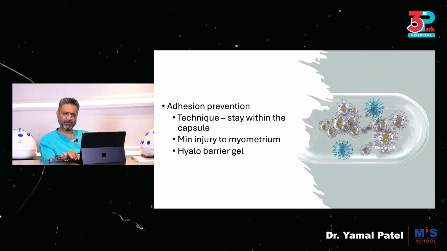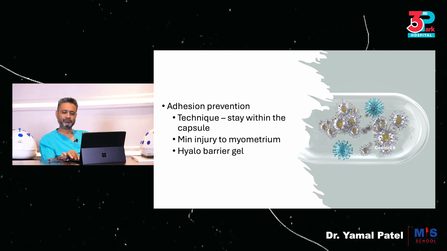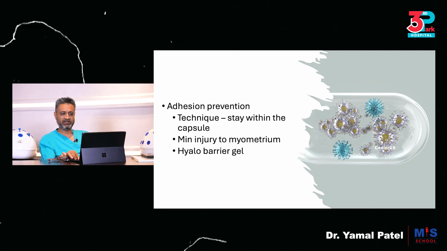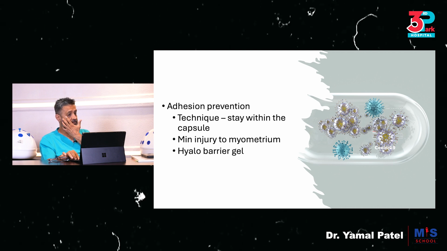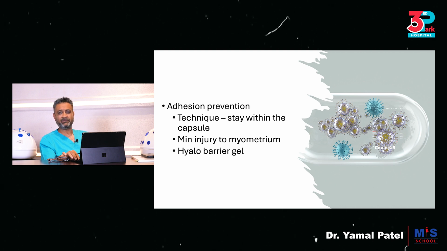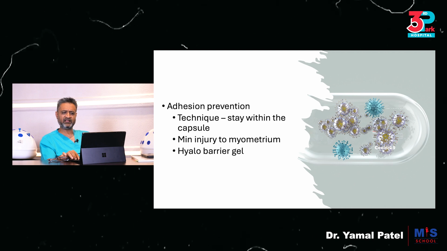So in the hysteroscopic myomectomy, staying within the capsule is actually very important in preventing adhesions. You have minimal injury to the myometrium, and you could use the barrier gel or a physical barrier with a Foley's, and maybe use hormonal regenerative techniques with estrogen and progesterone sequentially to help with regeneration of the damaged endometrium. And these are ways that I've seen have helped with prevention of adhesion.